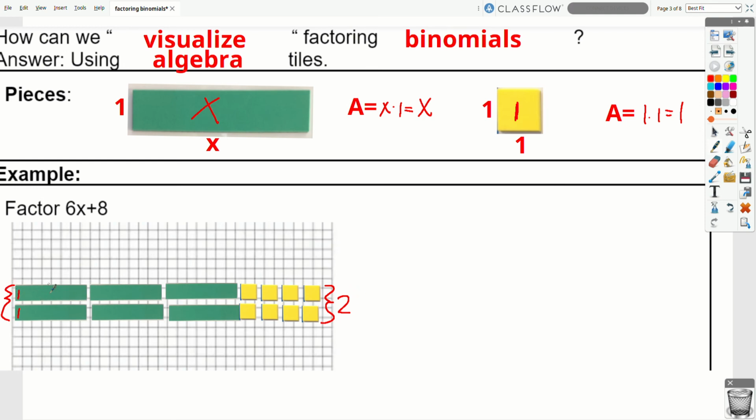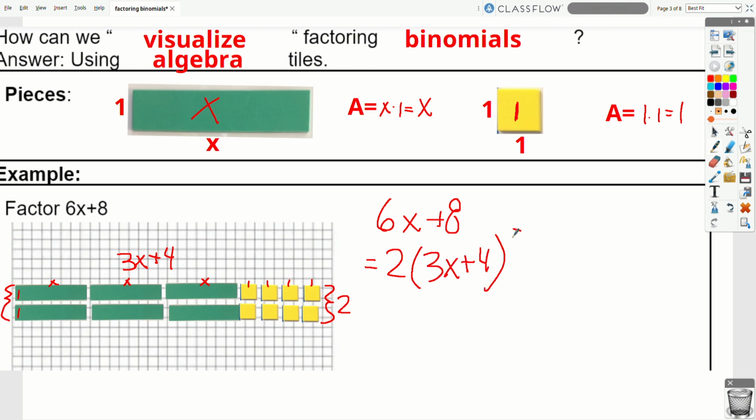This side is x. This side is also x right here. This side is also x, right? And then this is 1, 1, 1, 1. If we combine this, that's 1, 2, 3 x's plus 4. So that means that 6x plus 8 factors into the base times height, 2 times (3x plus 4). And there is our answer.